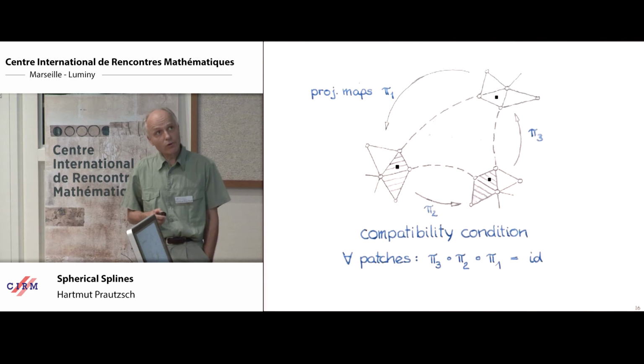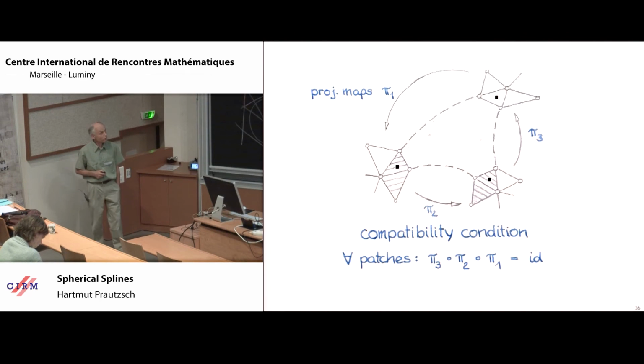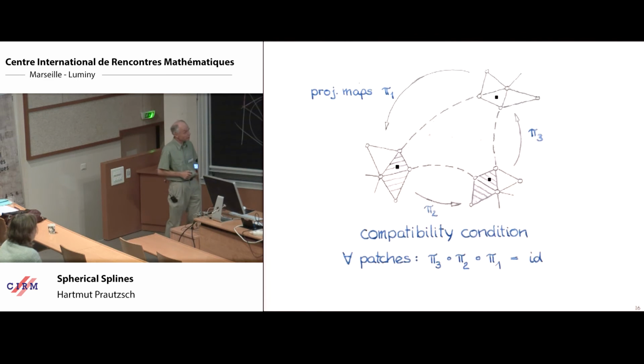And similarly for all the other boundaries we have here, so we have three projective maps, and going around, this triangle then gets mapped to that, to here, and back again to here. We should get the same triangle, which means that these three projective maps should be the identity. This is what I call the compatibility condition. And if this is satisfied, we basically have a spherical spline, smooth spherical spline.